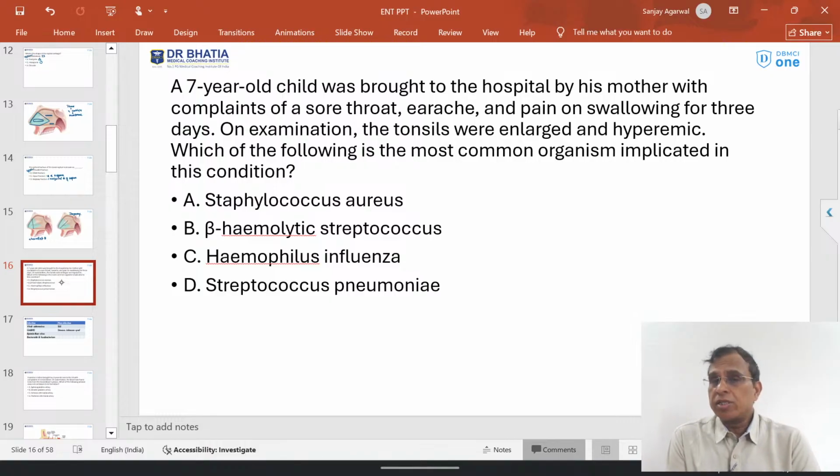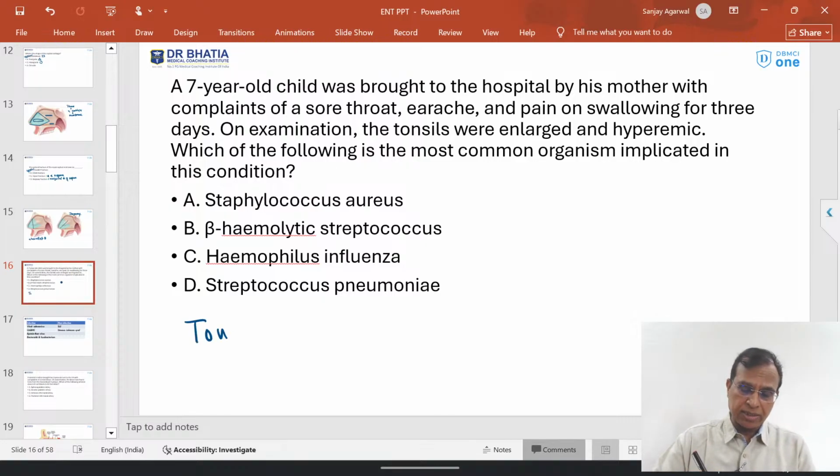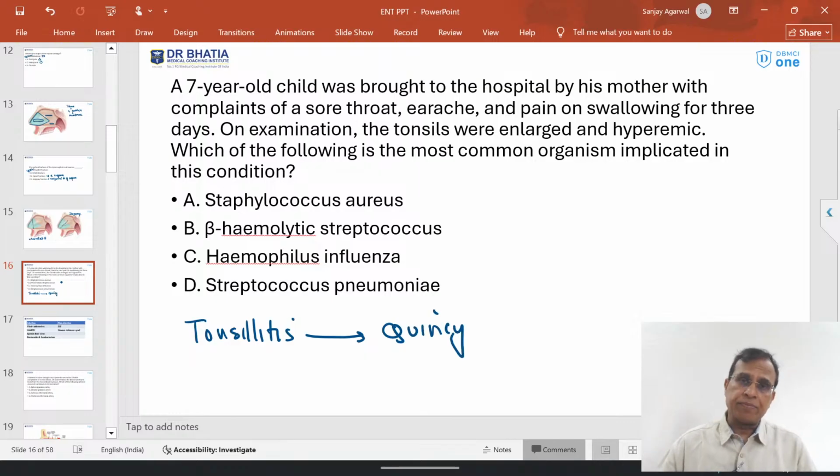Why is the pathogen the same in tonsillitis and Quinsy? Because Quinsy is usually a complication of tonsillitis. पहले tonsillitis होता है, फिर Quinsy होता है. That's how the sequence happens. Tonsillitis, and this complicates to become Quinsy, peritonsillar abscess. So the same pathogen goes inside and becomes Quinsy, right? So basically, the pathogen in tonsillitis and the pathogen in Quinsy is the same answer.